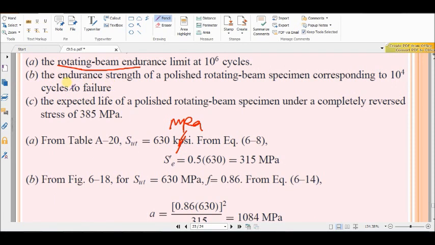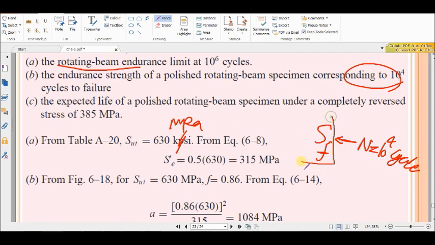You have to find the endurance strength of the polished rotating beam specimen corresponding to 10 power 6 cycle. We have to find SF for n equal to 10 power 4 cycle. We want to find this. That means the cycle is given, then we want to find SF.